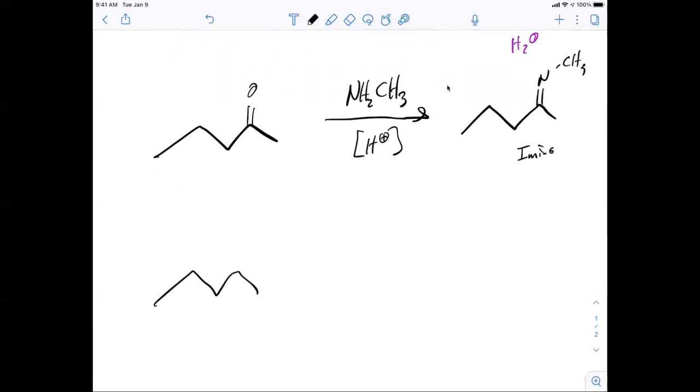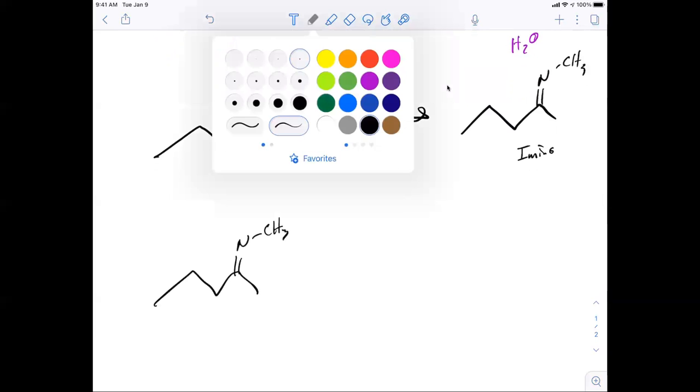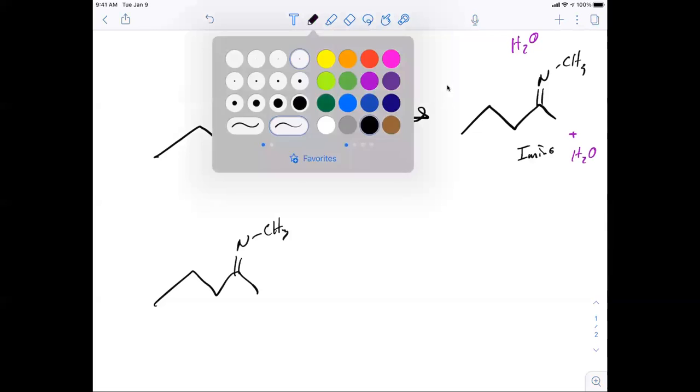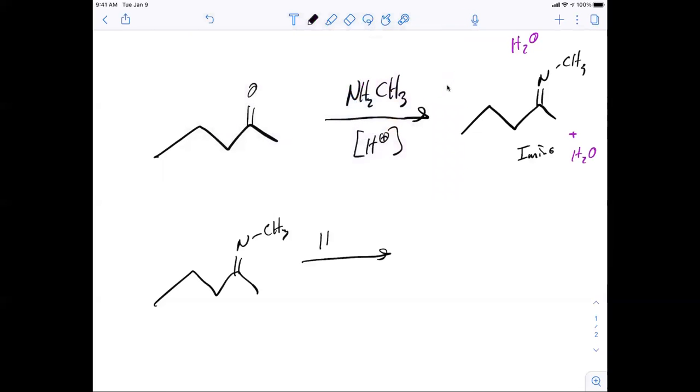But if I take the imine, and again, what we don't usually show is the byproduct. What I've removed now is water, right? So water is what's being lost. So if I start with the imine and now add water and acid, what's going to happen? Well, now I'm going to reverse that. I'm going to go back to the carbonyl, right? And I'm going to be kicking off the ammonium, right? So I'm going to end up going back the other way.